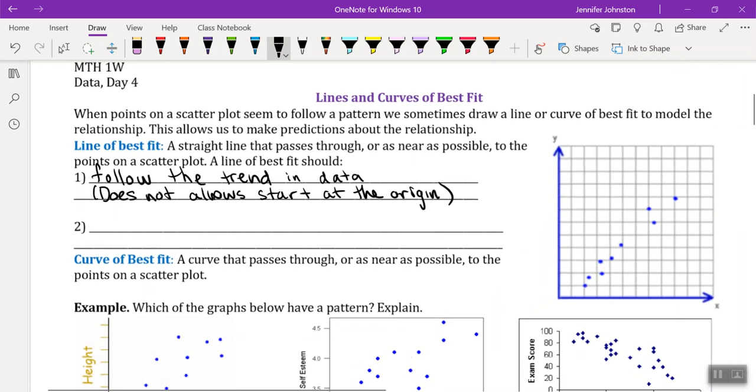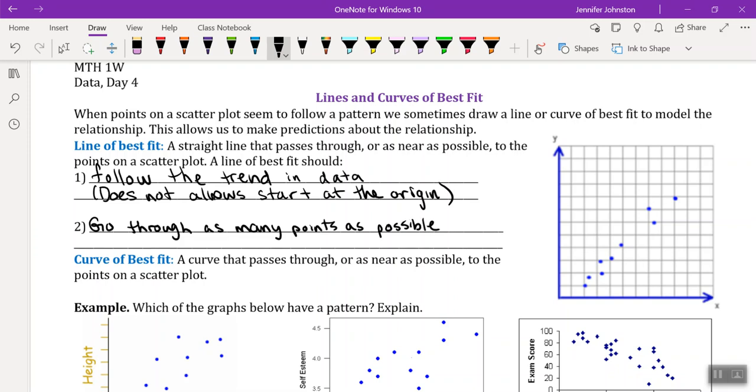And for a line of best fit, we go through as many points as possible. And we try to get the same number of points above and below this line.